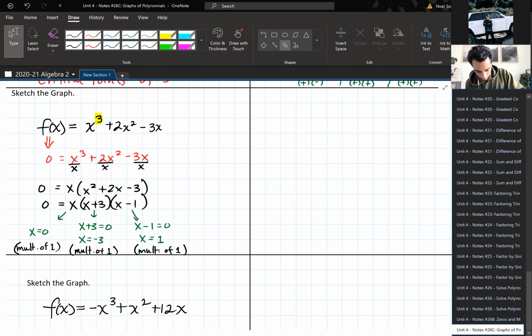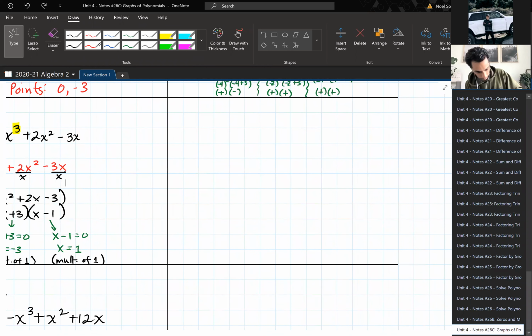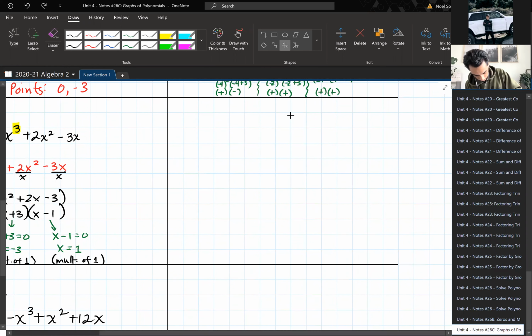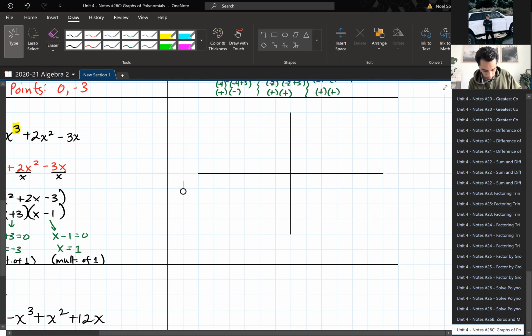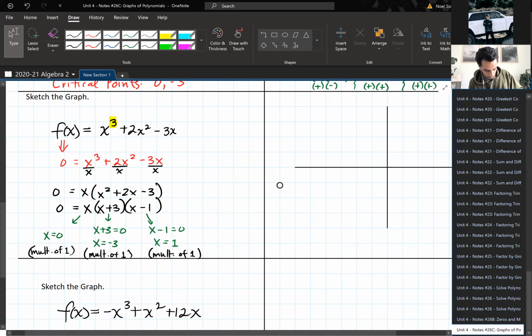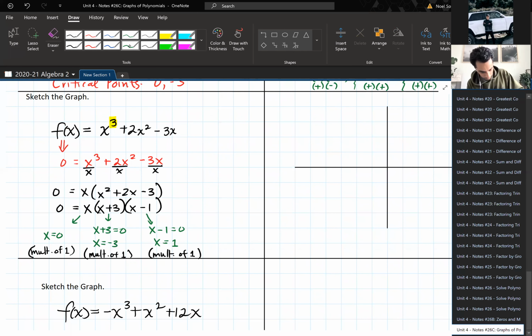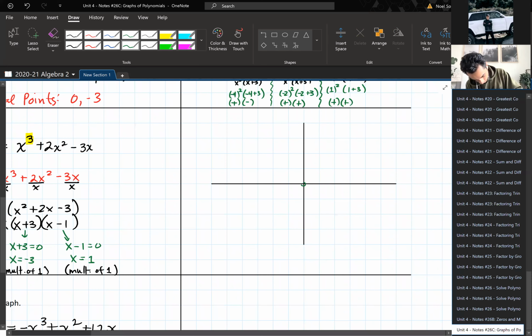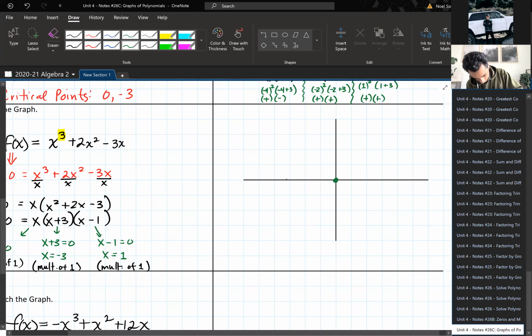So let's go ahead and draw out the XY axis first. Not there. Go over here. All right. And then we have critical points at 0, -3, and then also +1.